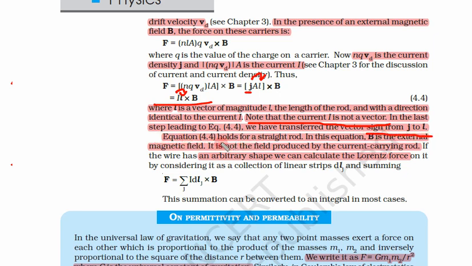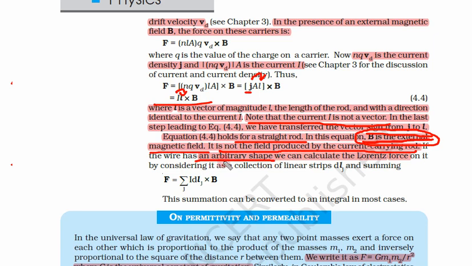This equation holds for a straight rod, and it is for an external magnetic field B, not the field produced by the current carrying rod. This is an important point. This is true only when B is the external magnetic field, not the field produced by the current carrying rod.